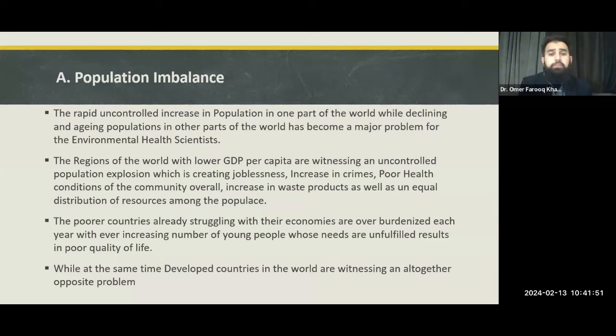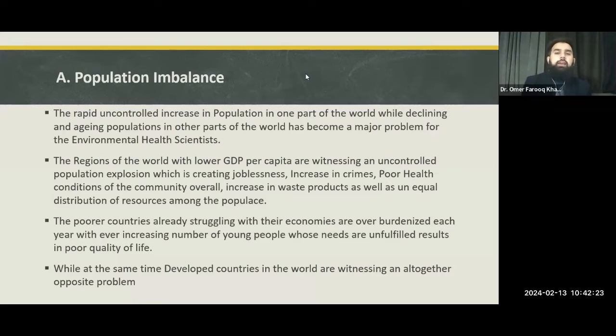And the poorer countries already struggling with their economies are overburdened each passing year with ever increasing number of younger people whose needs are unfulfilled, resulting in poor quality of life. So basically, any country, for example, I will talk about country A. I will not name any country because that might offend some people here. So I will not name any country.